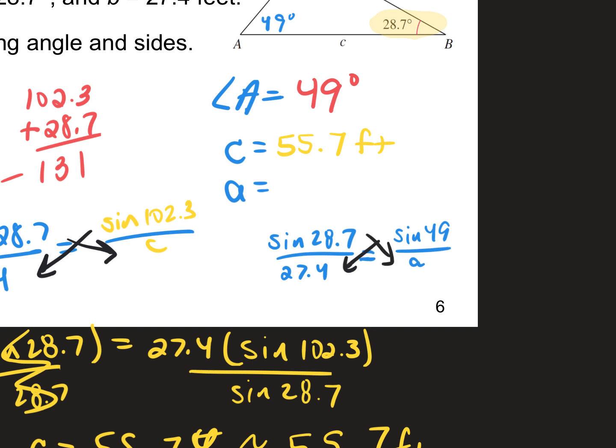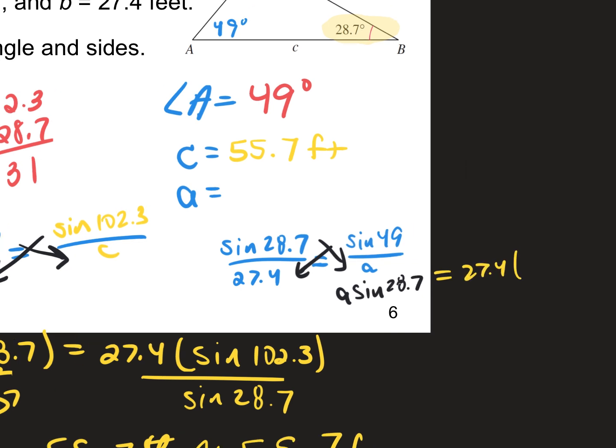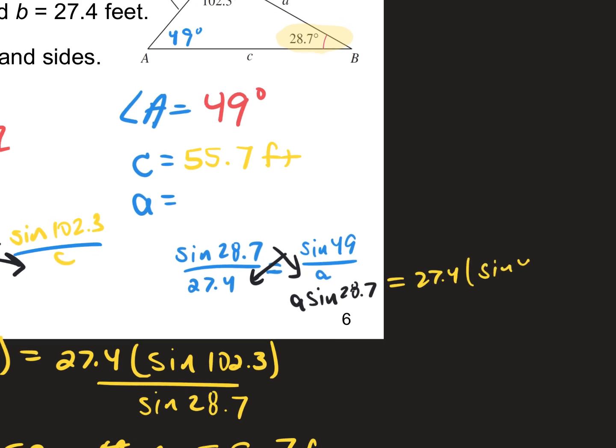You cross multiply every single time. We're going to do the same thing. So it's A times the sine of 28.7 equals 27.4 times the sine of 49. Now what do we do? Divide both by the sine of 28.7. So A equals, throw that in your calculator, 27.4 times sine 49 divided by sine 28.7.